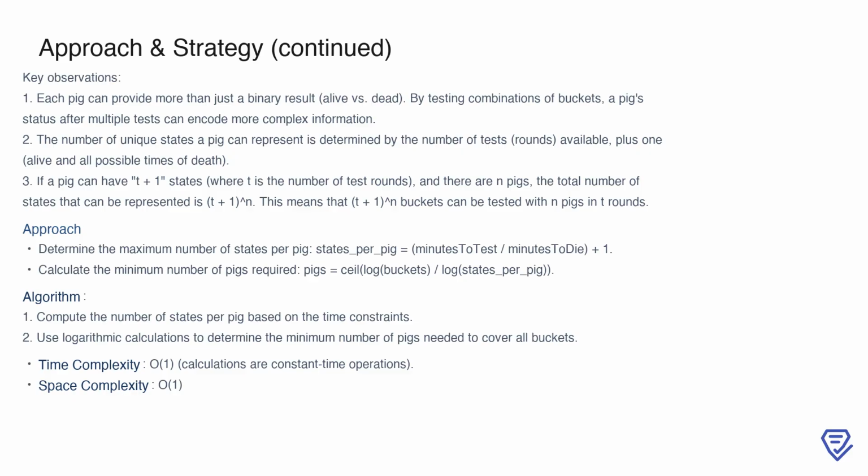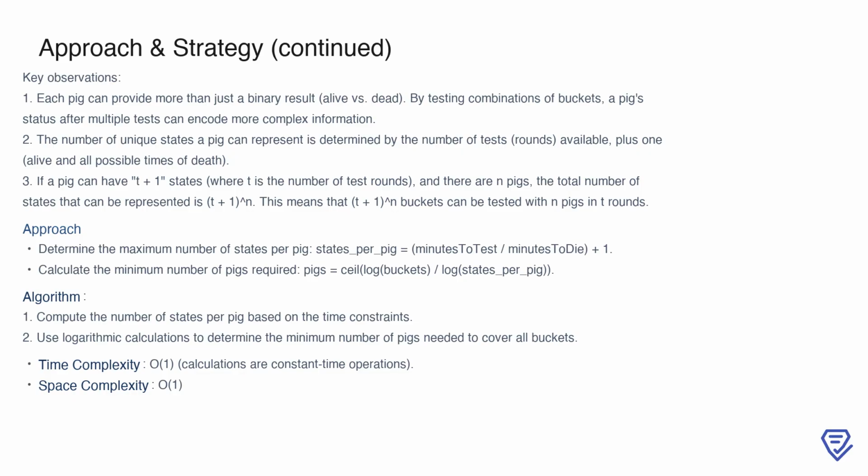Now, to develop the optimized approach, we make some key observations. First, a pig doesn't just provide a binary result of alive or dead, it can also encode more complex information by testing combinations of buckets over multiple rounds. The number of states a pig can represent depends on the number of test rounds, plus one additional state to account for survival. For example, if there are t test rounds, a pig has t + 1 possible states.